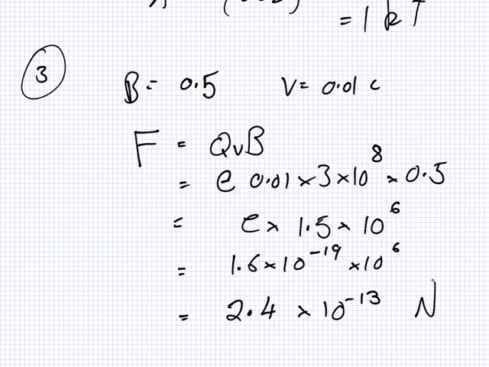Question. Yes. Why is it negative 13? It's minus 6 and 19. Wait until you figure out why that question's ridiculous. Minus 19 and 6. It's an electron. Yeah, but minus 19 plus 6 is... It's 1.5 times 1.6.